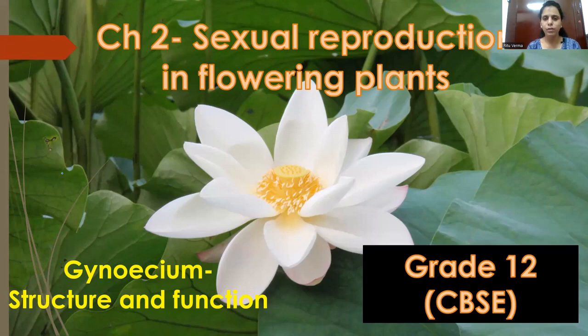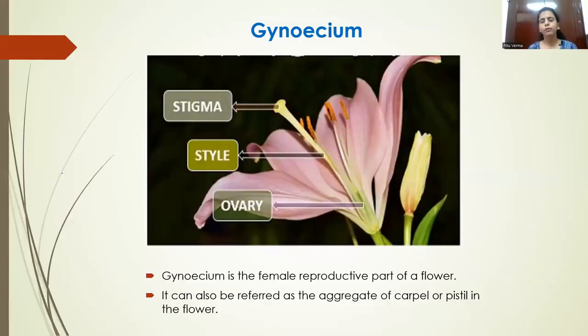Everyone. In this video, we are going to discuss the structure and function of gynoecium. In the first video of this chapter, we discussed the structure of a flower in any angiospermic plant. And we have seen that a flower contains male and female reproductive structures. The female reproductive structure of a flower is also known as pistil or carpel.